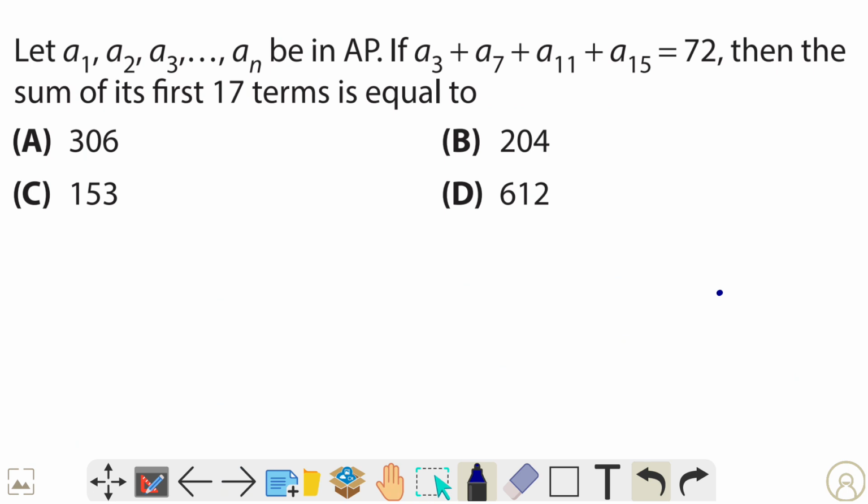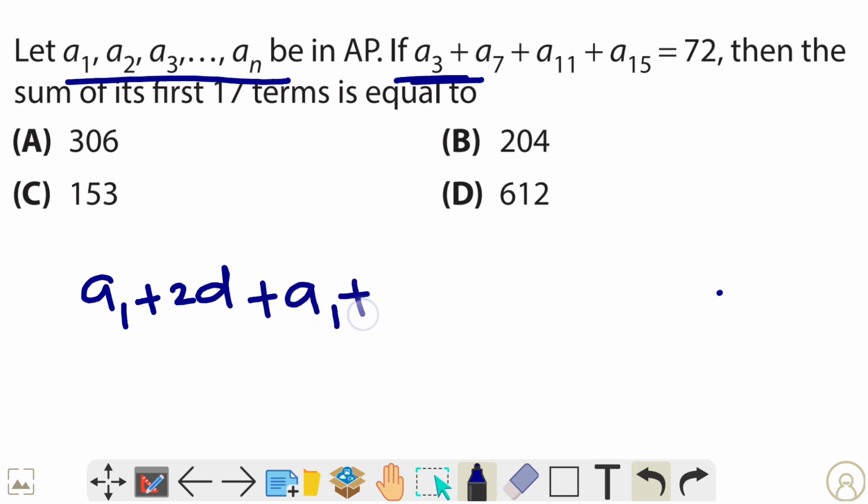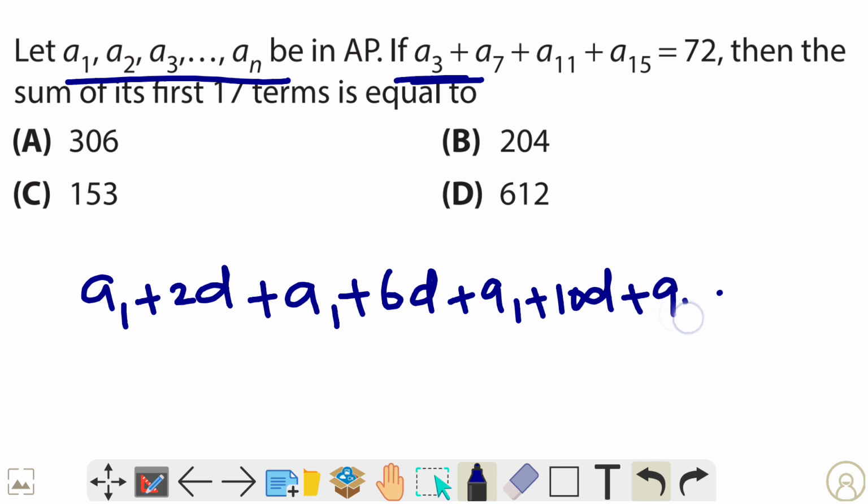Okay, so we have a next question. This is an easy question. A1, A2, A3, A4, etc., AN be the AP series, and the sum of A3, A7, A11, A15, which means terms A3, A7, A11 and A15, is equal to 72. Then the sum of the first 17 terms is equal to what? So A3 is A1 plus 2d, plus A7 which is A1 plus 6d, plus A11 which is A1 plus 10d, and then A1 plus 14d, which is equal to 72.